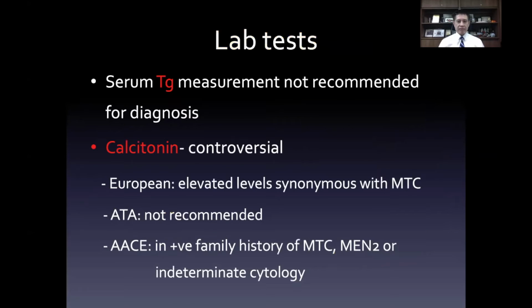Serum thyroglobulin measurement is not recommended for the diagnosis of thyroid nodules. However, routine serum calcitonin measurement is controversial. The European Consensus Statement supports the use of calcitonin measurements because elevated levels are synonymous with MTC. The ATA does not recommend it, and the AACE supports it being used in positive family history of MTC or MEN2 or indeterminate cytology.